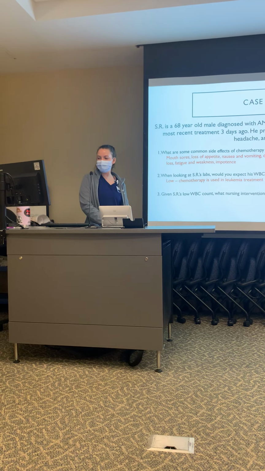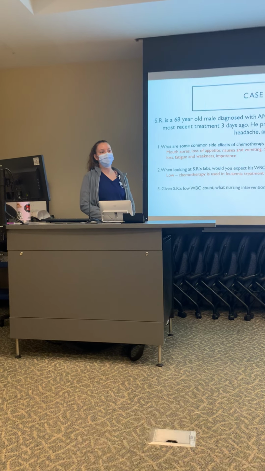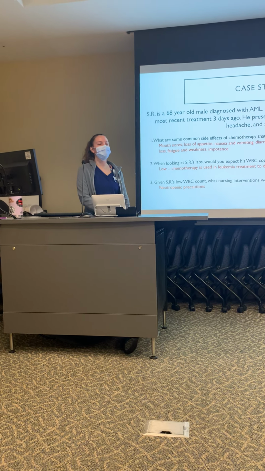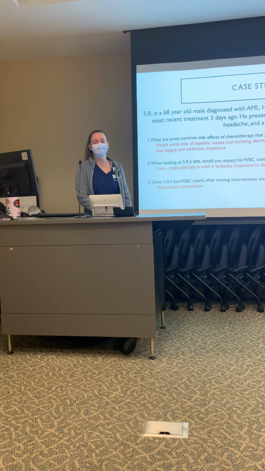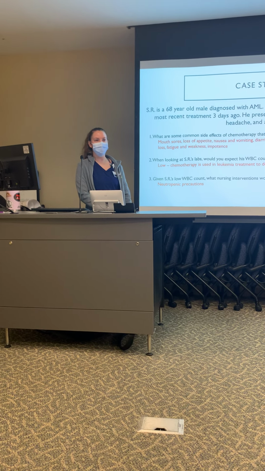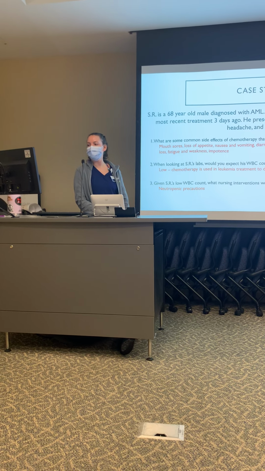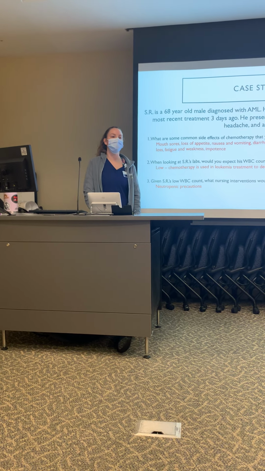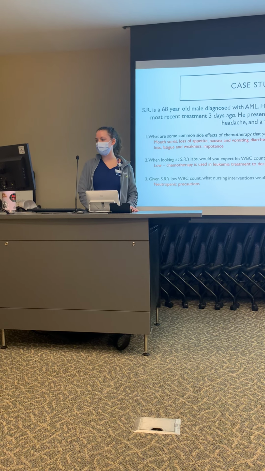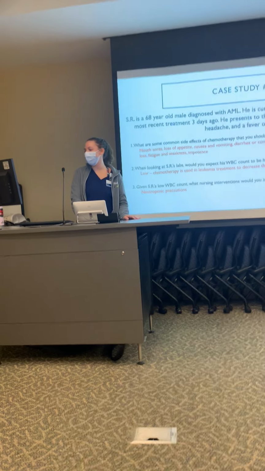Last question, given SR's low white blood cell count, what nursing interventions would you implement? Neutropenic precautions. Neutropenic precautions. What are a few things that go into that? Masks. No live flowers. Meat well cooked. Private room. Okay. Private room. No sick visitors. Limited visitors. Wash your hands. That's one that I did not mention, that we should do. All right, good job.